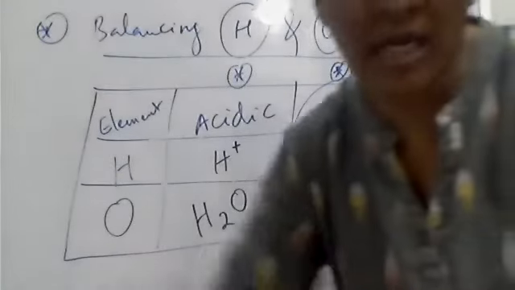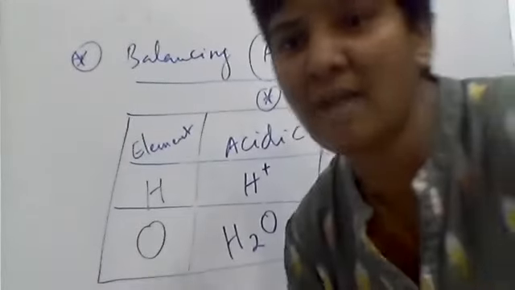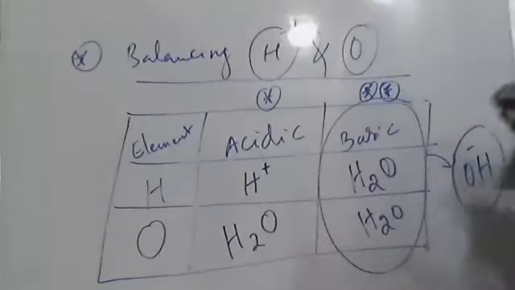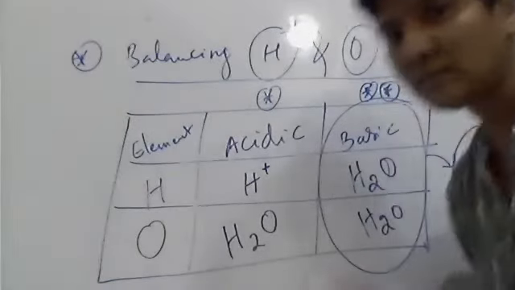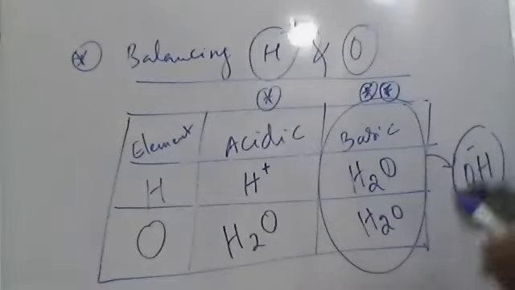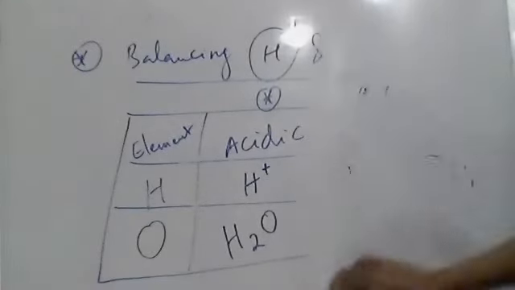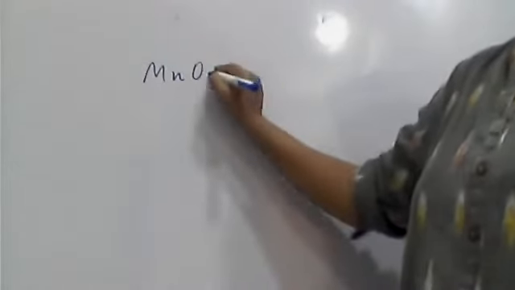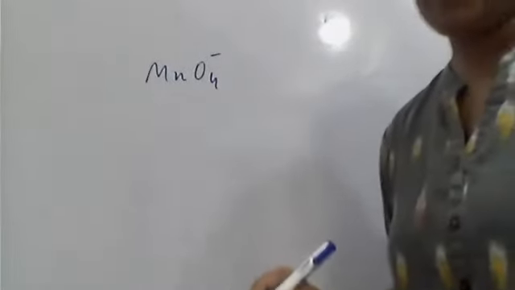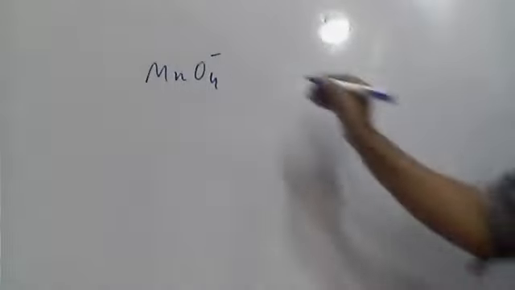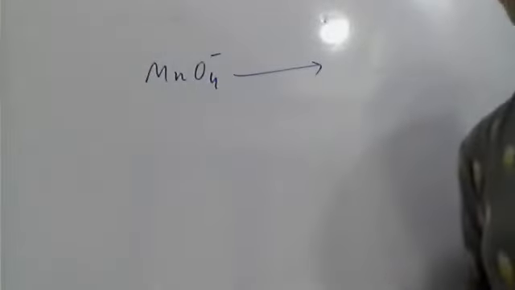So these are the rules. Now we'll go for one example. Please note this. See, beta, MnO4 minus. It is called the permanganate ion. This MnO4 minus.